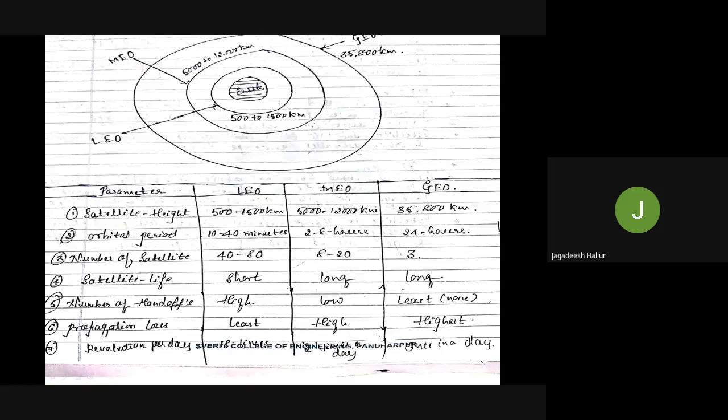How many satellites can be launched in low Earth orbit? 40 to 80 satellites can be launched in a low Earth orbit. In medium Earth orbit, we can launch 8 to 20.